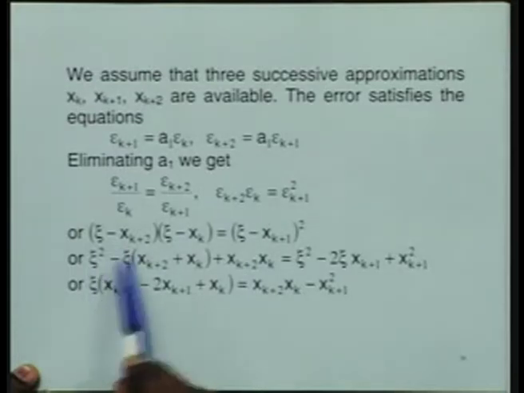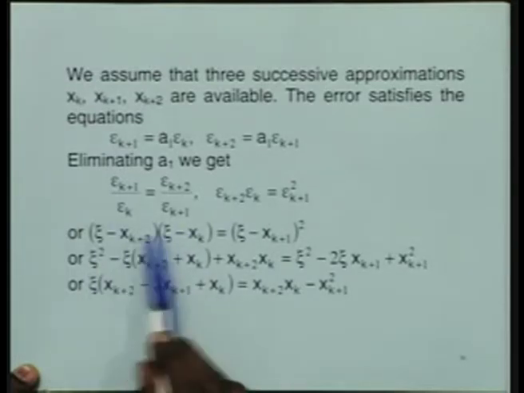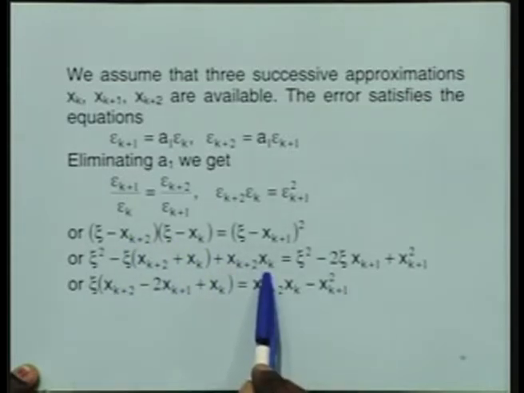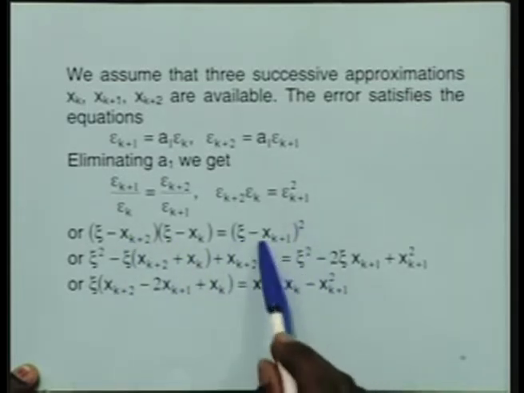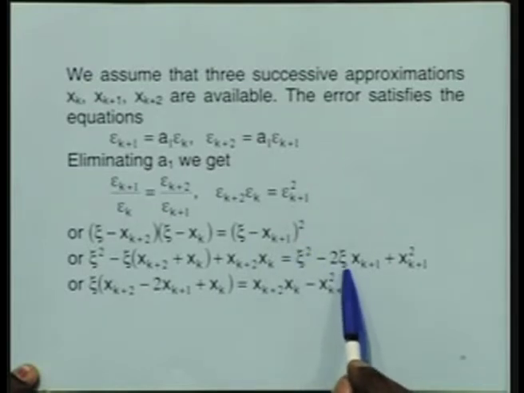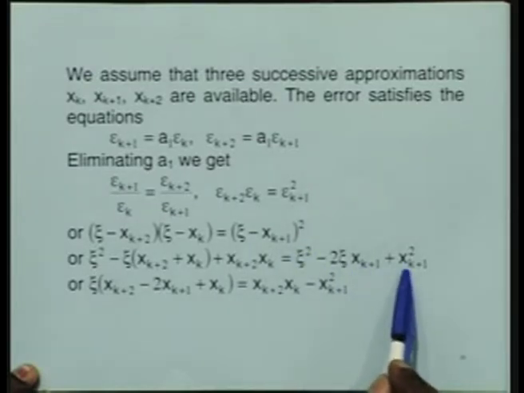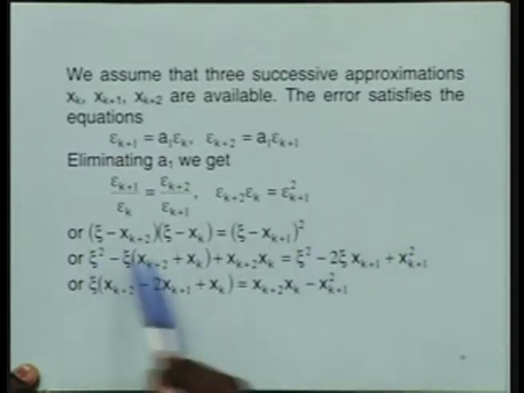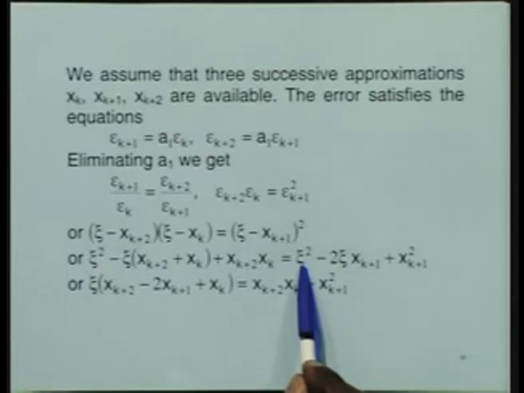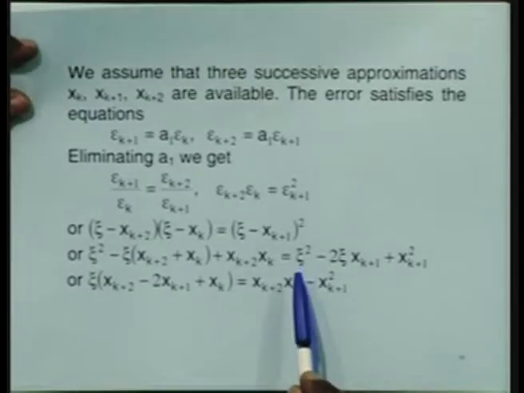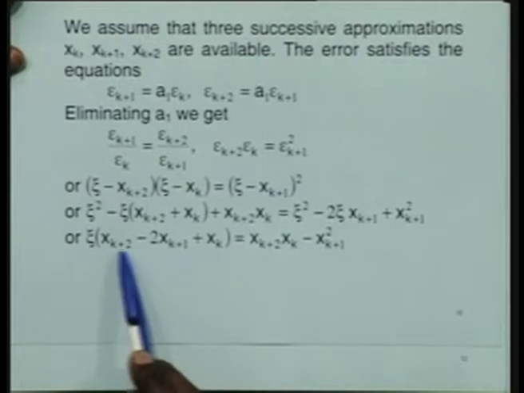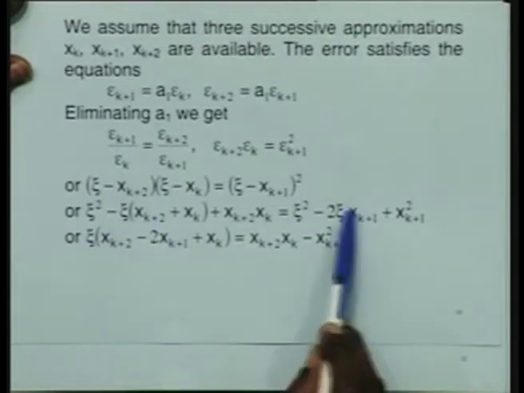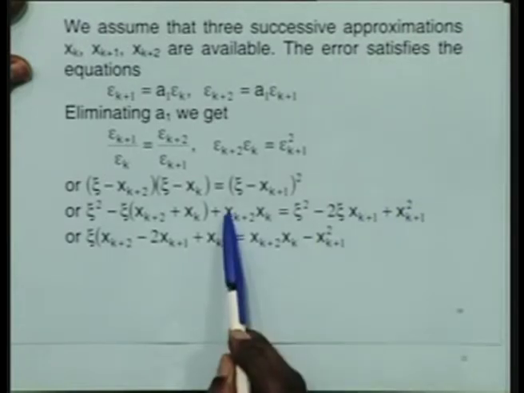This is xi square minus xi x k plus 2 plus x k plus 2 into x k. On the right hand side, let us take the square of this: xi square minus 2 xi x k plus 1 plus x k plus 1 square. Now, we can see xi square cancels both sides, and therefore, I bring this xi to this side and this x k plus 1 to the left hand side.